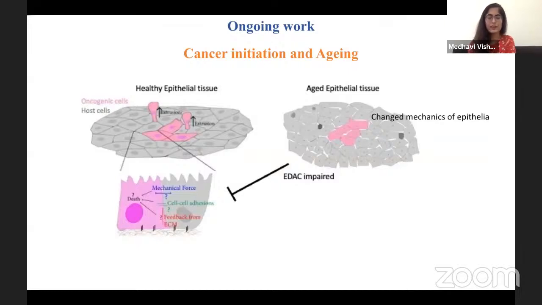I just joined about two months ago, and I'm very excited to start my lab here at ISC. I'm going to work on cancer initiation and aging, one of my interests, because aging is a predominant factor of cancer. When you have aged tissue, the mechanics of the tissue change, and that can impair the phenomenon of epithelial defense against cancer. So I'm going to be working on how, when you age, the mechanics of epithelial cells change, and how that leads to an impaired defense against cancer and cancer initiation. This is my future interest, which I'm going to work on.